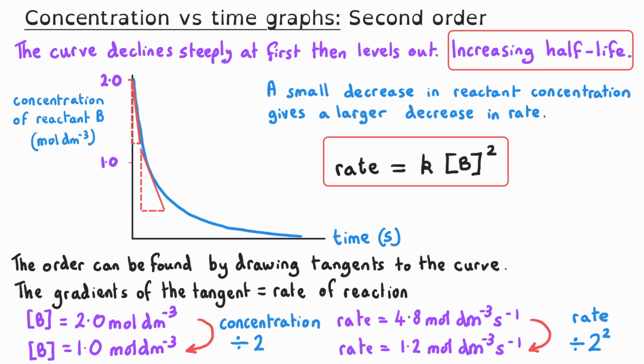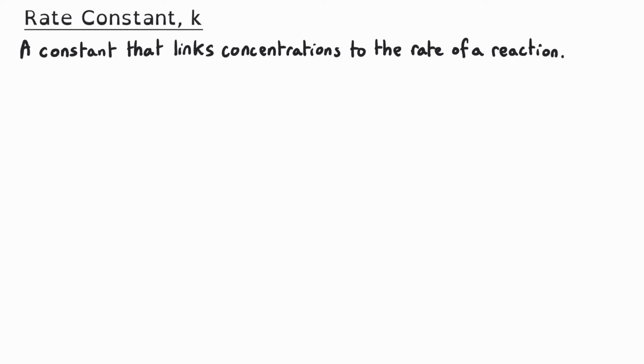And from these two illustrative numbers, we can see that when we halve the concentration from its starting value, the rate of reaction is 4 times smaller. And this proves the second order relationship where rate equals k[B] squared, which is very powerful because the difference between a first order curve and a second order curve is not always easy to see just by observing the curve itself.